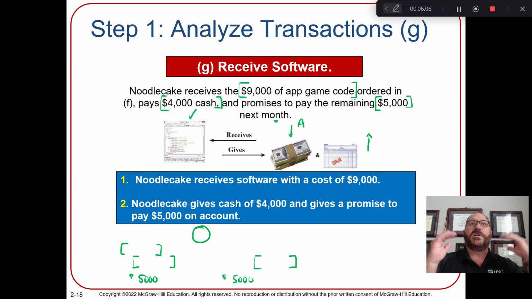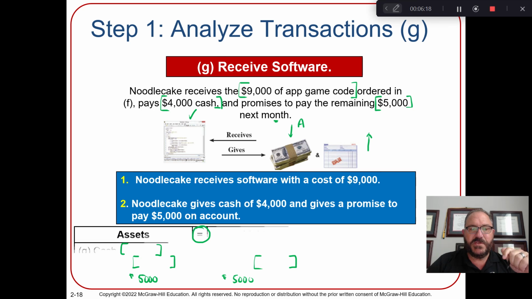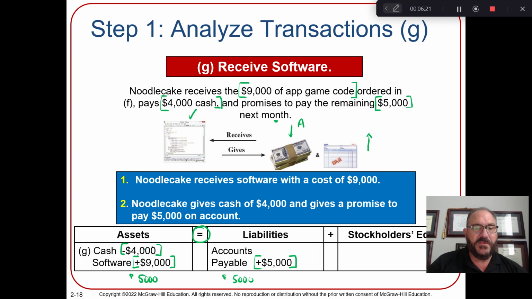Okay, now they're going to receive that software. It says Noodle Cake receives the software for $9,000. Noodle Cake gives cash of $4,000 and a promise to pay $5,000 on account. So what they did, take a look. They got their software, so that increases their assets. Okay, they paid $4,000 in cash. That decreases their assets. And then their accounts payable, their liabilities went up because they're going to pay them that $5,000 later. That's going up.